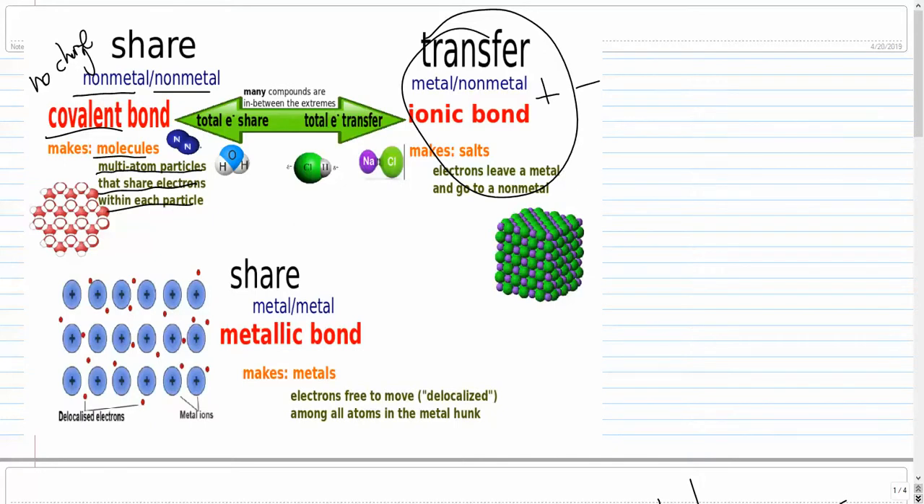A great example of a covalent bond is the fluorine molecule that we drew, or nitrogen that's in the air that we breathe. Two nitrogen atoms will get together and share their outer electrons to become stable. Or water. Water is another example of a covalent compound.